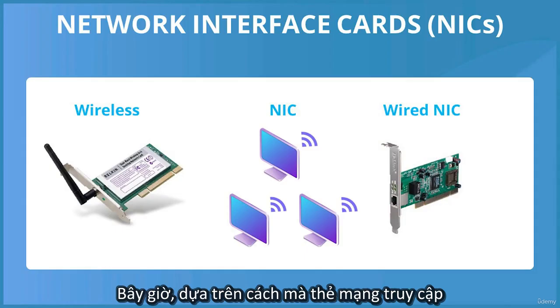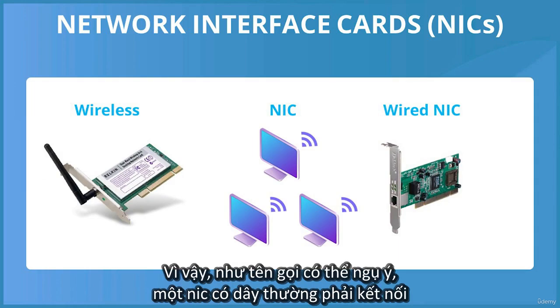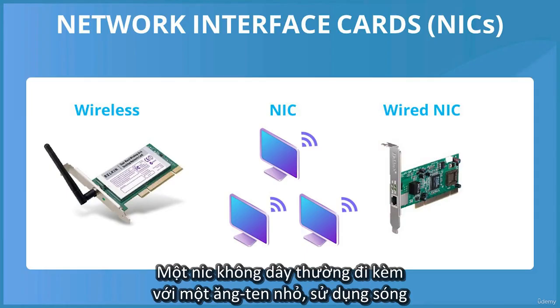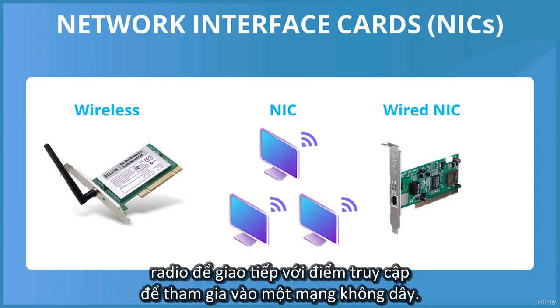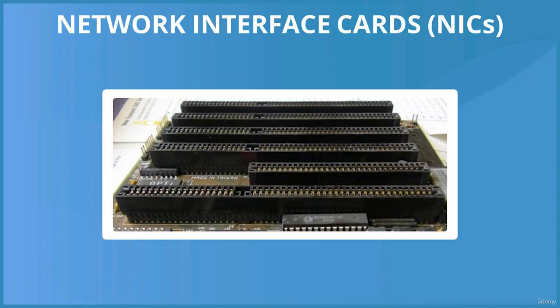Now, based on the way a network card accesses the network, there are wired NICs and wireless NICs. As the name might imply, a wired NIC usually has to connect to a node on a network with a cable, like an Ethernet cable or fiber optic cable. A wireless NIC often comes with a small antenna, which uses radio waves to communicate with the access point to get involved in a wireless network.